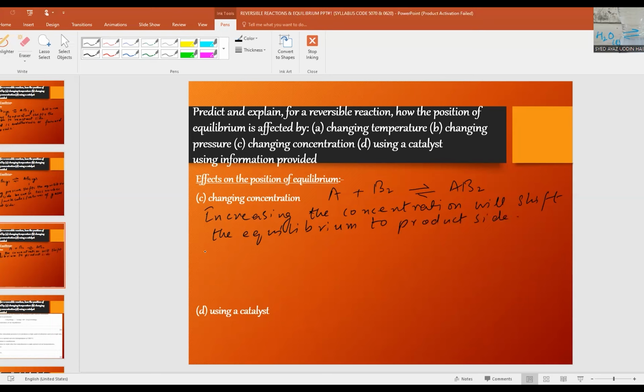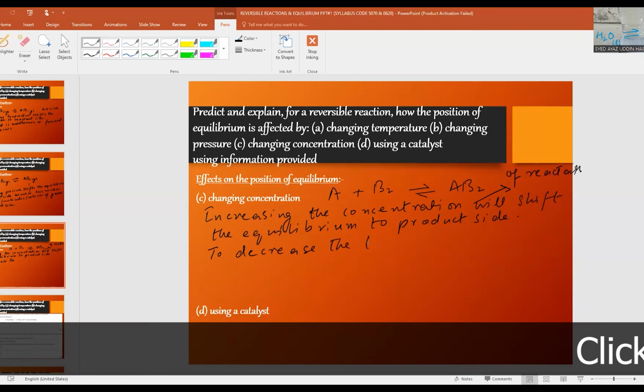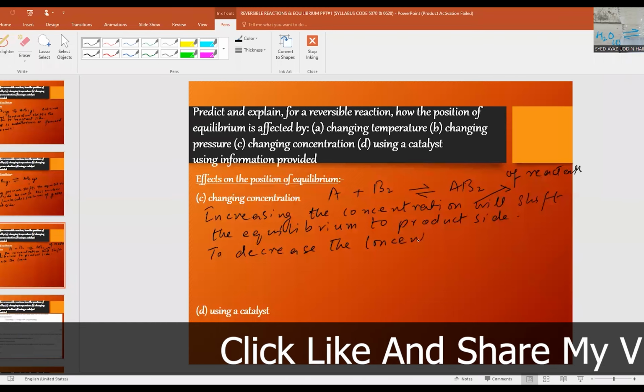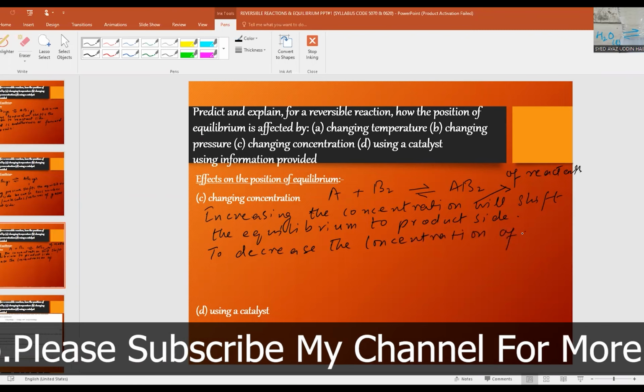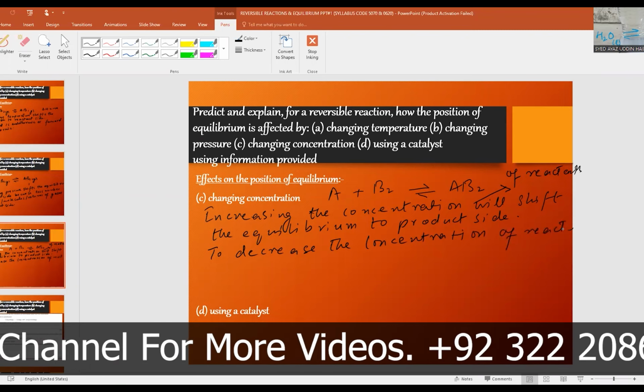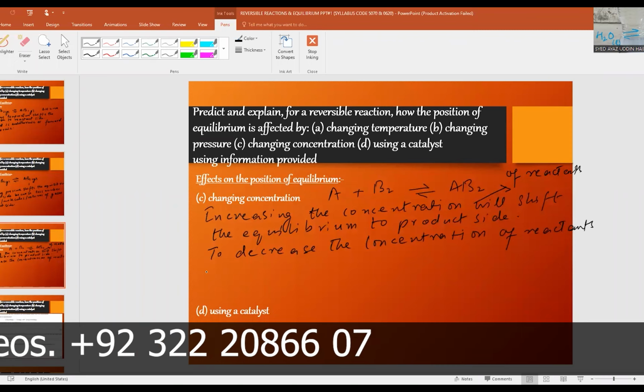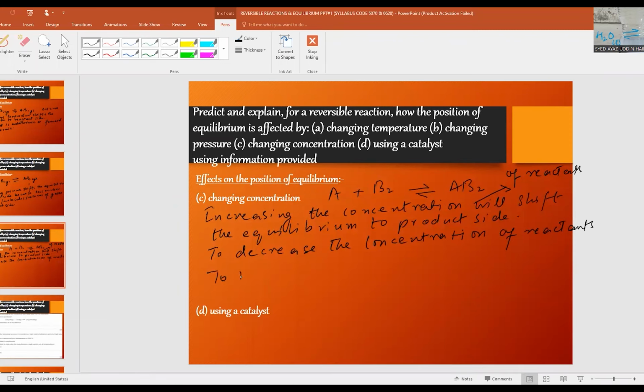Reason is simple: to decrease the increase in the concentration of reactants. To decrease the concentration of reactants, or to increase the concentration of product.